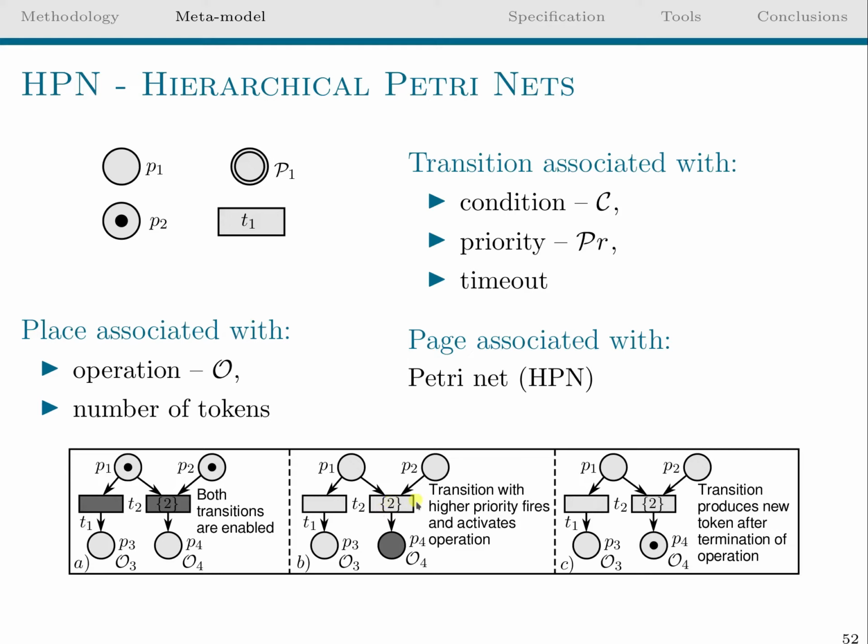So what does it mean? Whenever transition T2 fires, it consumes tokens from input places, and it activates the operation associated with the output place of transition T2. And whenever the operation finishes, the token appears within this output place.